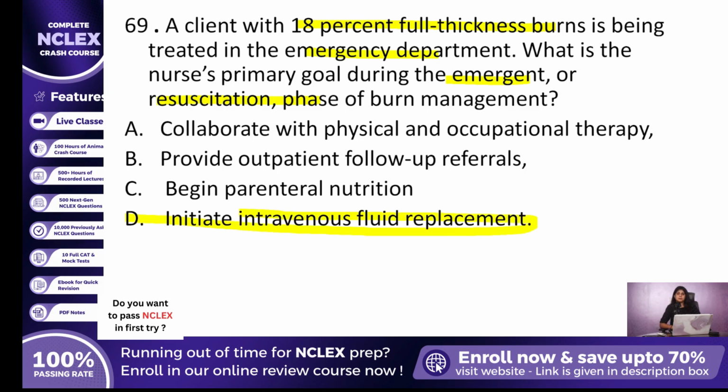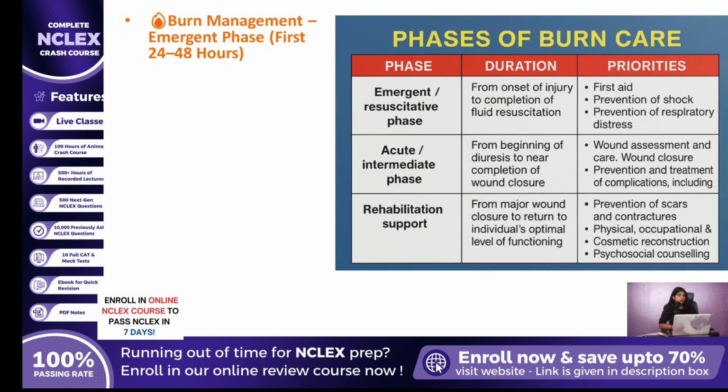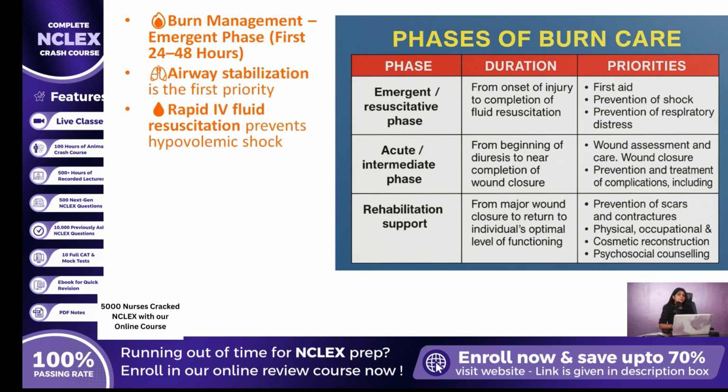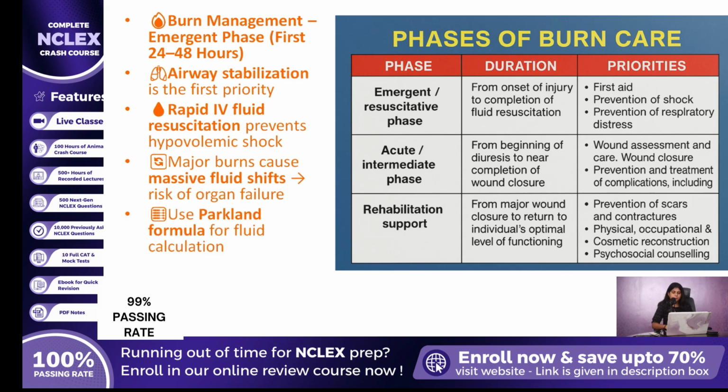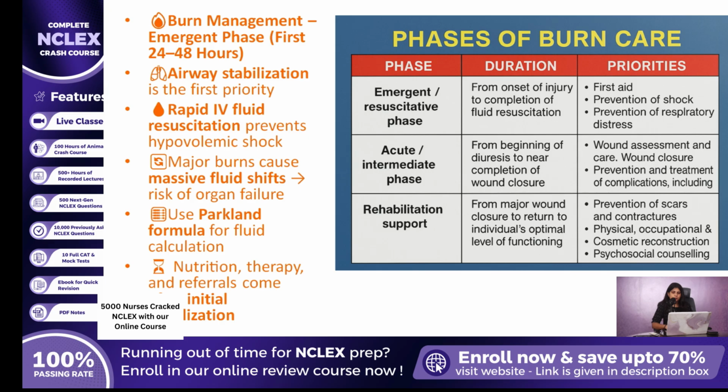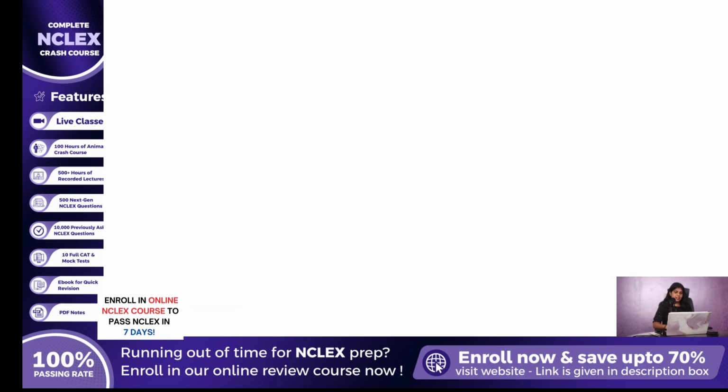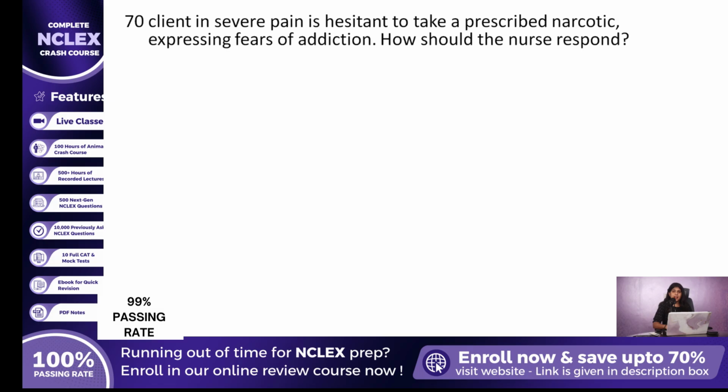Initiate intravenous fluid replacement. Here is the rationale. The emergent phase of burn management focuses on airway stabilization and rapid fluid resuscitation. Significant burns result in massive fluid shifts that lead to hypovolemia and shock. Timely administration of intravenous fluids is crucial to maintaining perfusion and organ function, while physical therapy, nutrition, and referrals are essential later on, but they are not priorities in the first 24 to 48 hours. Burn care priority. Always stabilize circulation first in major burns through fluid resuscitation, using formulas like the Parkland formula when indicated.